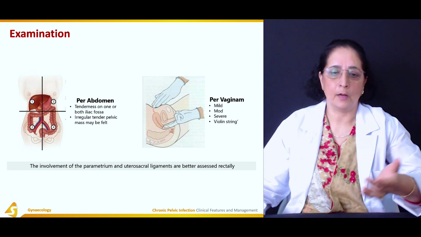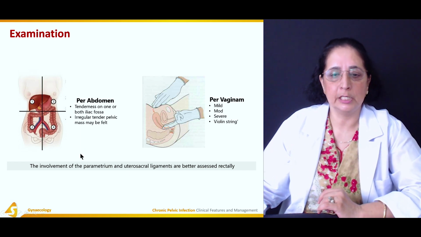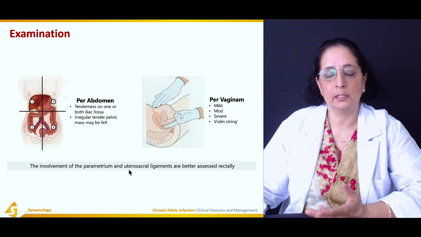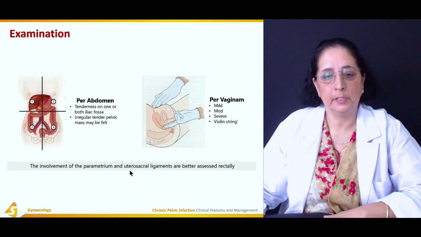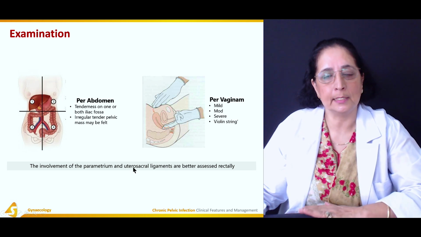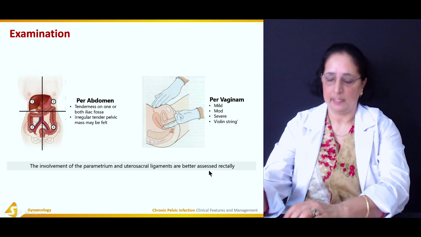Para means around, so parametrium is around the uterus. Utero is for uterus and sacral is for the sacrum. So this ligament extends between the sacral bone and the uterus. So they are better assessed rectally.